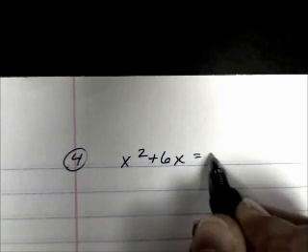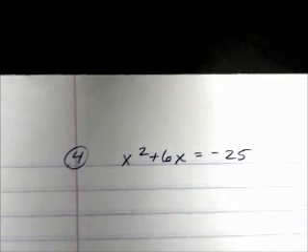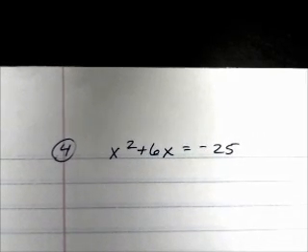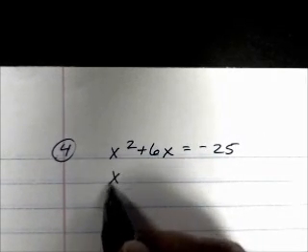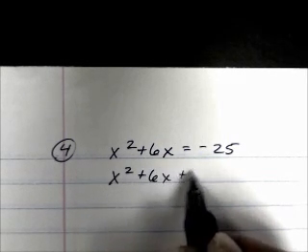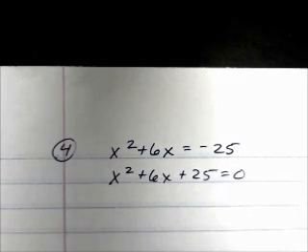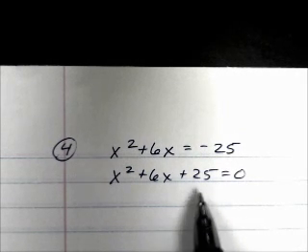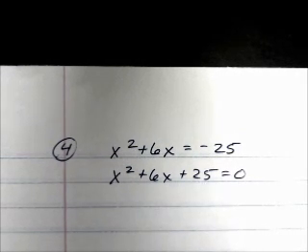Okay, next let's solve a quadratic equation that is not factorable. So let's look at, let's see, this is number 4. x squared plus 6x equals negative 25. Quadratic, place it in standard form. x squared plus 6x plus 25 equals 0. There are no factors of 25 that add to 6. So, if it's not factorable, quadratic formula.